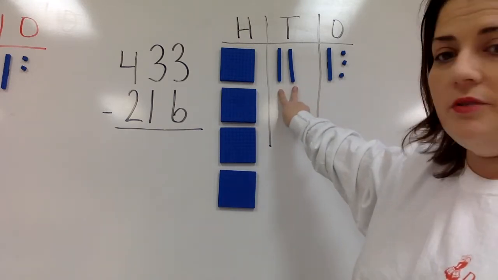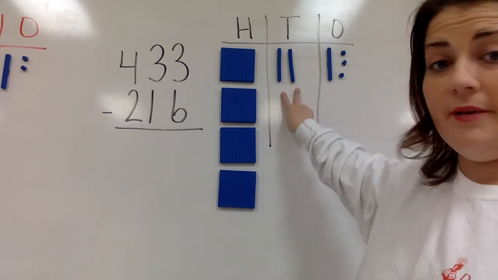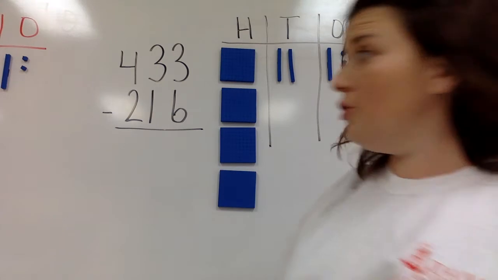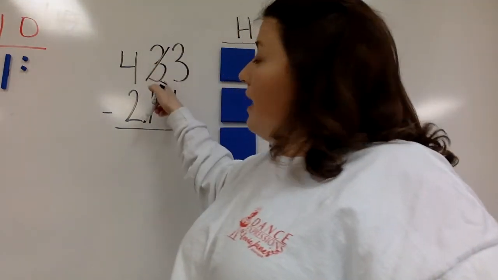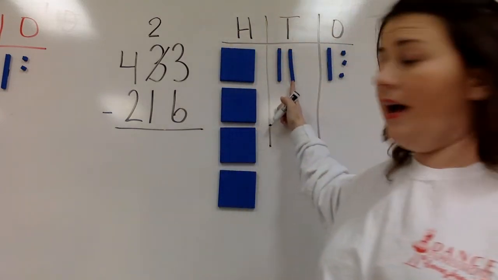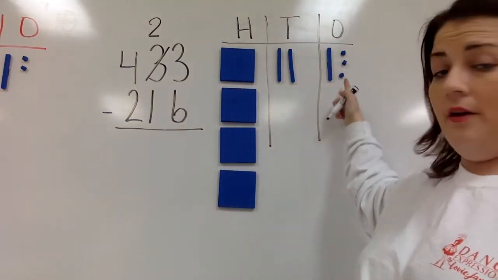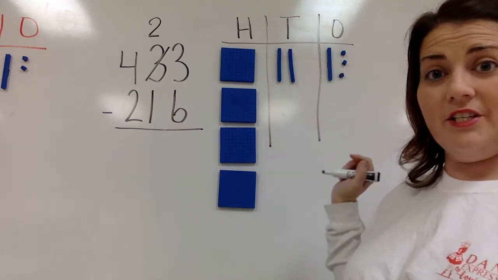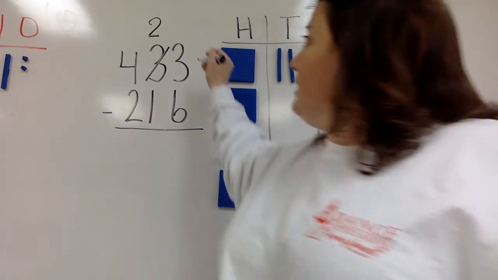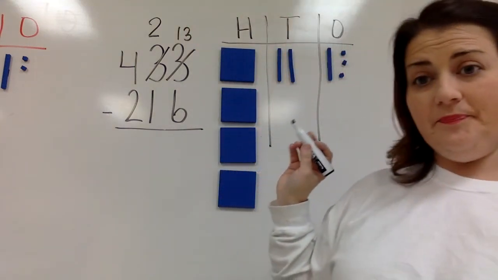We don't have 3 10s anymore. We moved one. So how many do we have? 2 10s. So I'm going to mark the 3 out in the 10s place and put a 2 because that's what we've got now. We don't have 3 1s. We have 3 plus the new 10, which is 13.